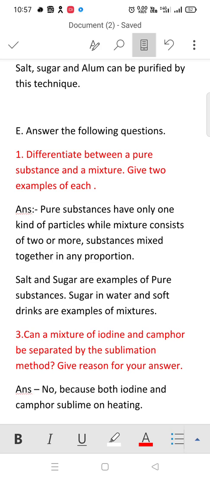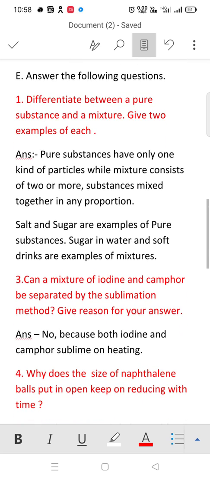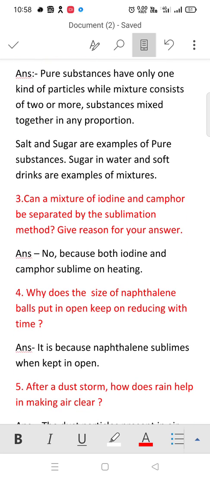Pure substances have only one kind of particles, while the mixture consists of two or more substances mixed together in any proportion. Salt and sugar are examples of pure substances, while sugar in water and soft drinks are examples of mixtures. Next question. Can a mixture of iodine and camphor be separated by the sublimation method? Give reason for your answer. Answer is no, because both iodine and camphor sublime on heating.